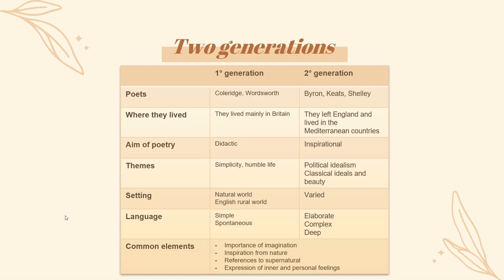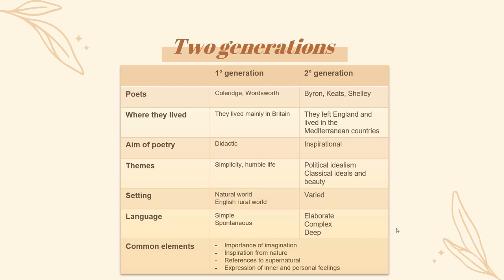The setting, obviously, is the English rural world for the first generation and a varied setting for the others. They travel a lot. Language, very different here. Simple and spontaneous for the first generation. The poems are very simple. Whereas in the second generation, the language is sometimes too complex to understand. There are also common elements between the two generations, such as the importance of imagination, nature, the supernatural, and feelings, which are the main themes, obviously, of Romantic poetry.